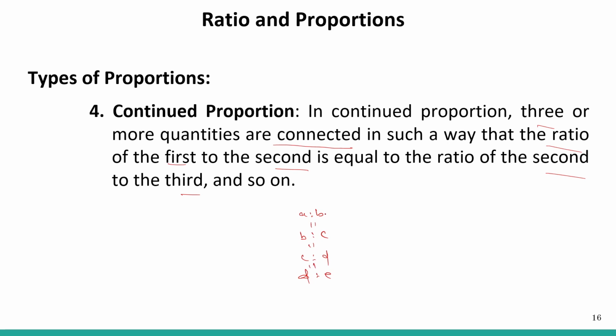There are more than three ratios, and they are connected by being equal: A is to B is equal to B is to C is equal to C is to D is equal to D is to E. For example, 1 is to 2, 2 is to 4, 4 is to 8, 8 is to 16. Just see, these are all actually equal. So this kind of proportion will be called continued proportion.